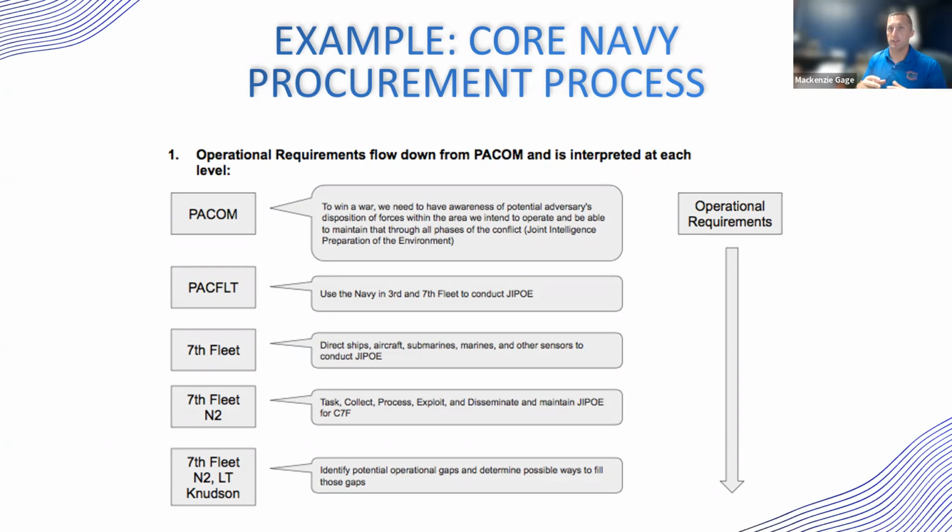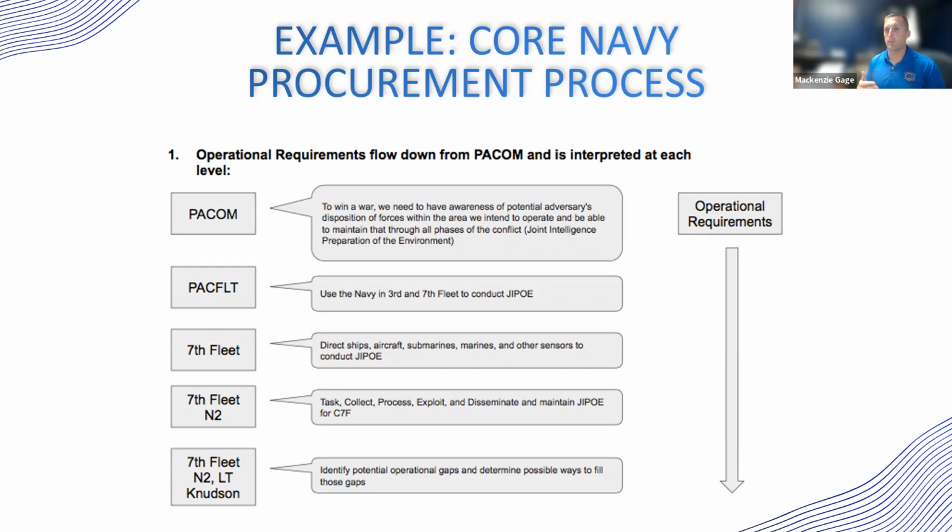Right? So that's Pacific Fleet. That's the Navy command in charge of all of the Navy assets operating in the Pacific. Specifically, you have Third and Seventh Fleet. So they decide, I can use the Third and Seventh Fleet to conduct joint intelligence preparation of the environment. They can collect things, they can disseminate products, etc.